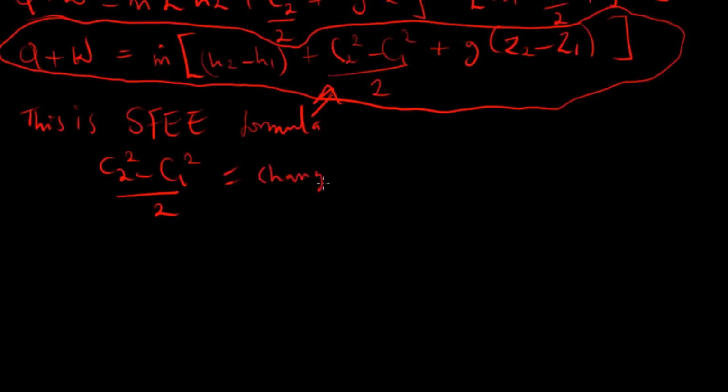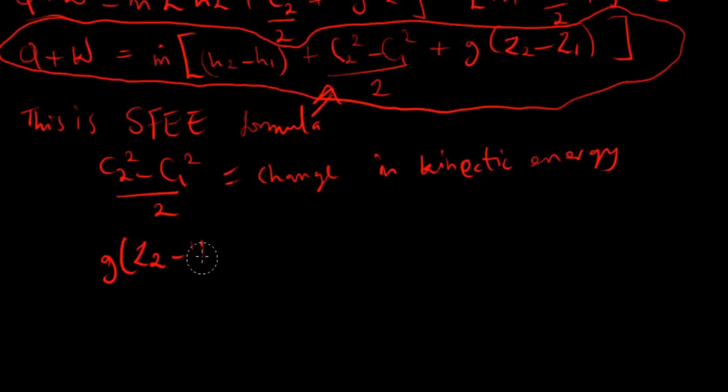Change in kinetic energy, while g(Z2 minus Z1) remains the potential energy, just like we said from fluid mechanics, that's from the Bernoulli equation. Change in potential energy.